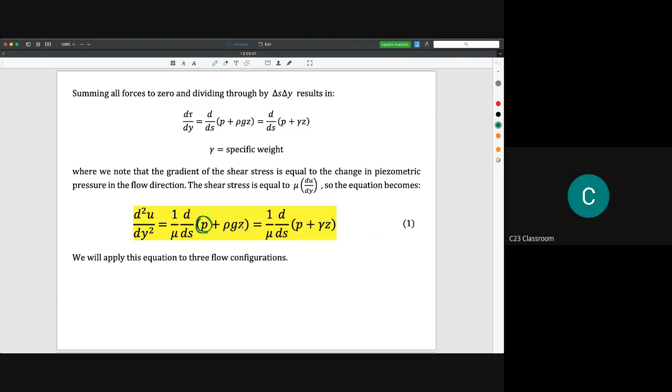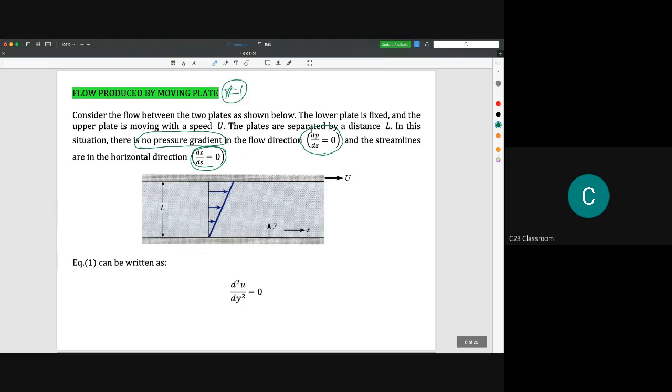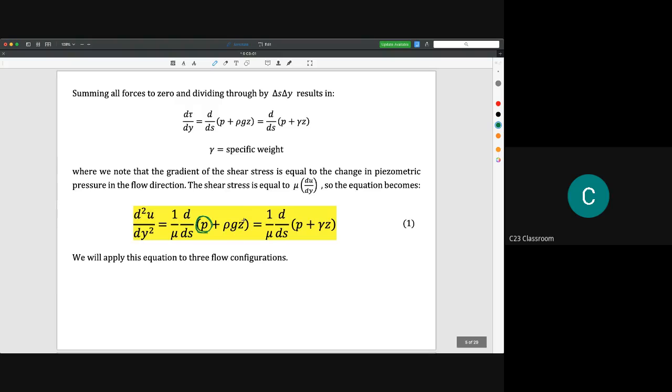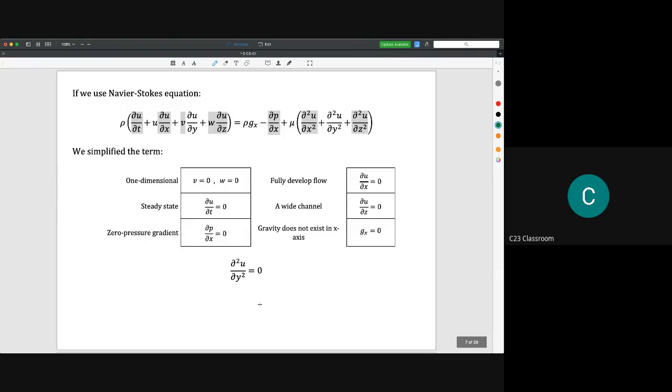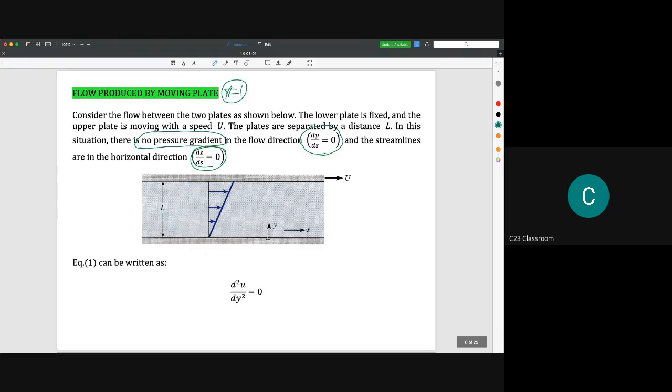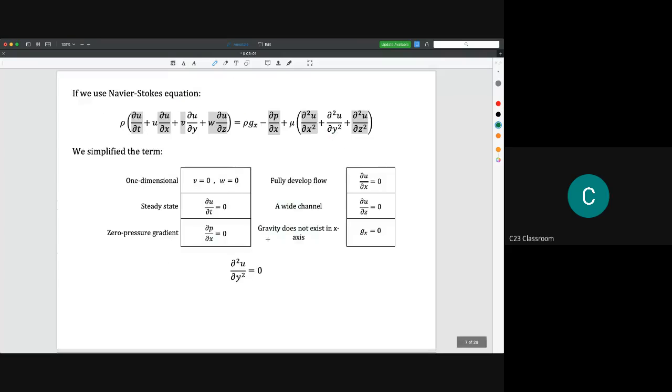I hope you could understand this one. Because we don't have dP ds and we don't have dz ds, this equation will equal 0. So now we have d squared u over dy squared equal to 0. Then what we need to do is integrate, from the basic free body diagram. However, we also can do this evaluation by using the Navier-Stokes equation.